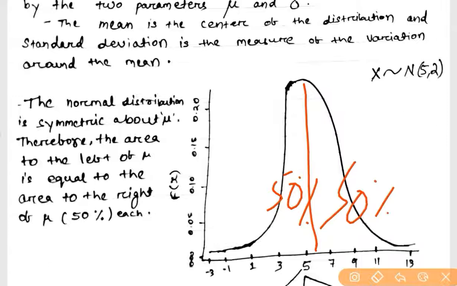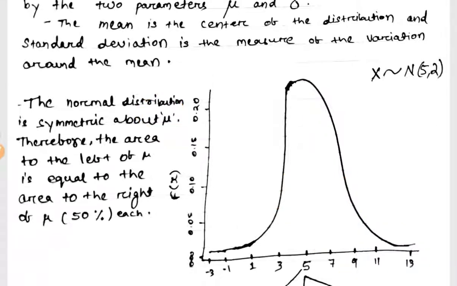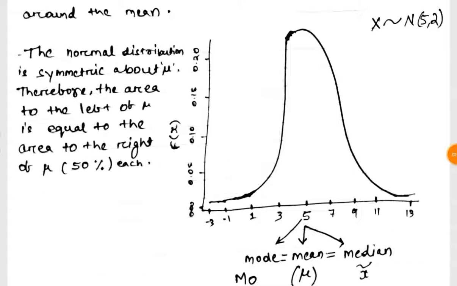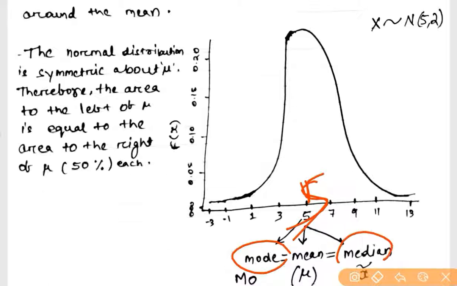So this is called the normal distribution, and it is symmetric around the mean. Therefore, the area to the left of mu is equal to the area on the right, that is 50%. And in a normal distribution, if you see here, this is the mean, and the mean is equal to the mode and median. One more important thing: in a normal distribution, mean is equal to mode and median.